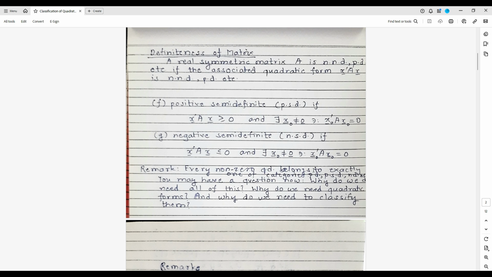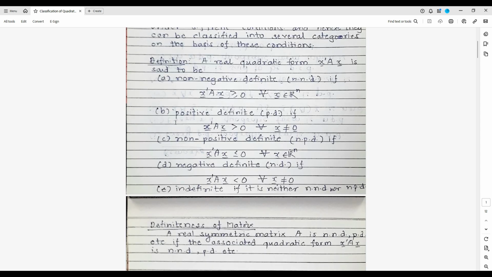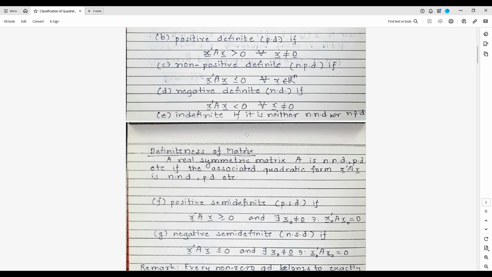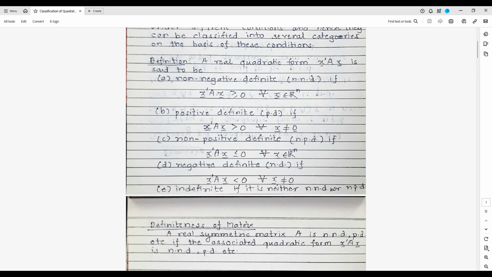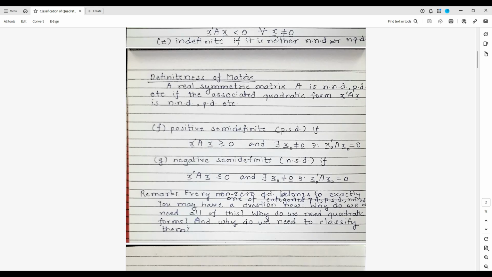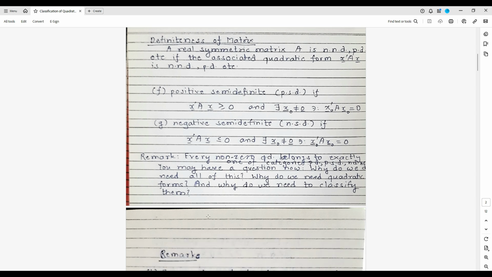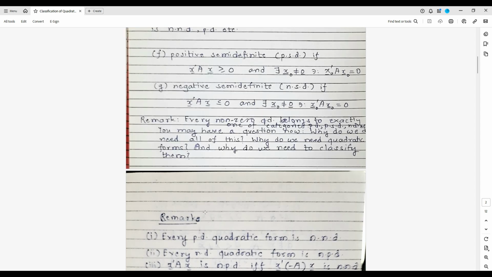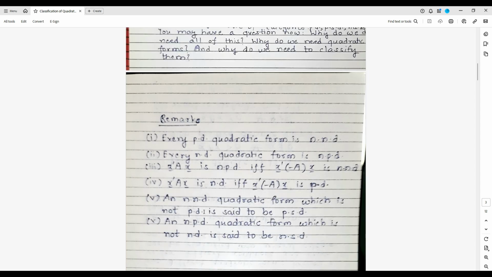Every non-zero quadratic form belongs to exactly one of the categories. Which one? It can be either positive definite, positive semi-definite, negative definite, or negative semi-definite. So you may have a question now: why do we need all of this? Why do we need quadratic forms and why do we need to classify them? We'll try to answer these questions also, but the remark here is more important.